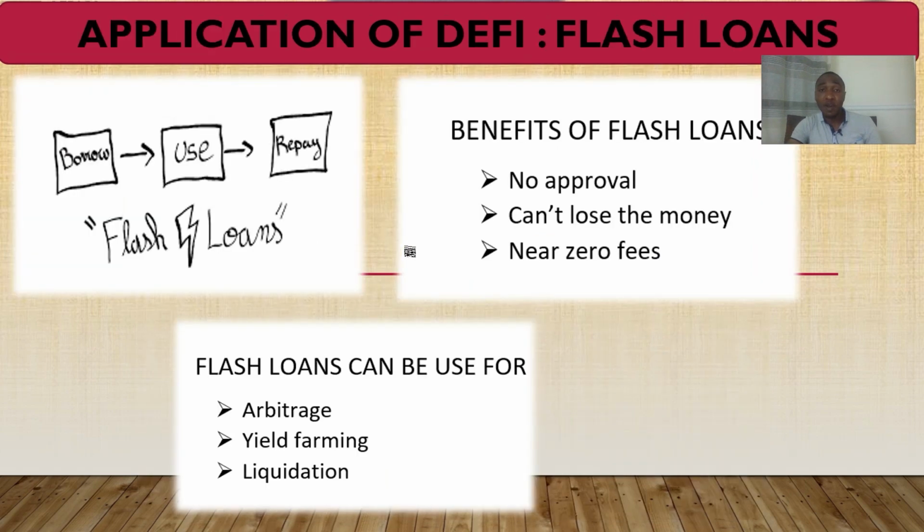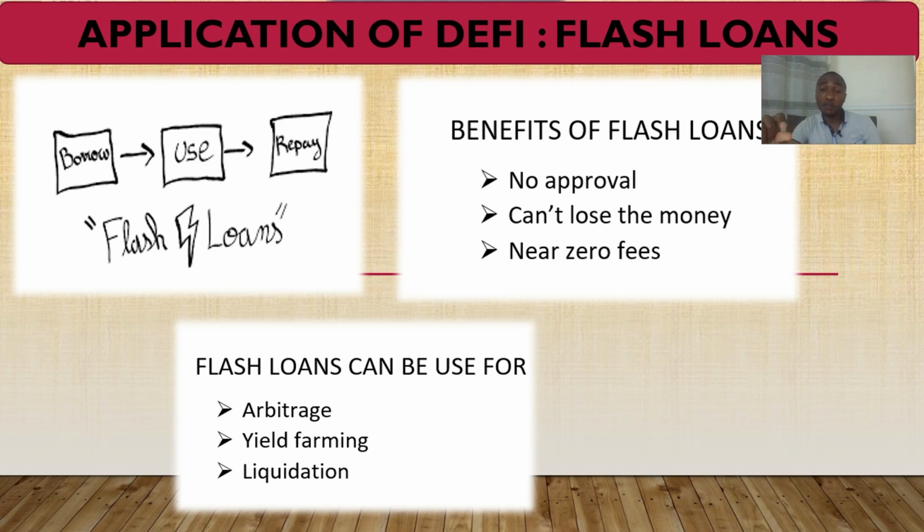So one of the major applications, but people don't really know much about it, is the flash loan. A flash loan is a way to borrow a million dollars of cryptocurrency, a good amount of cryptocurrency, with zero money down. So you can borrow money, use it, and repay it in one transaction. So the flash loan is actually insane. You use it and you repay it in one transaction. So it's actually awesome. The benefits of a flash loan are you have no approval, you can't lose the money since the transaction is made in one transaction, and you pay near zero fees.